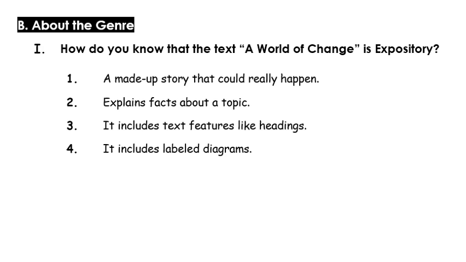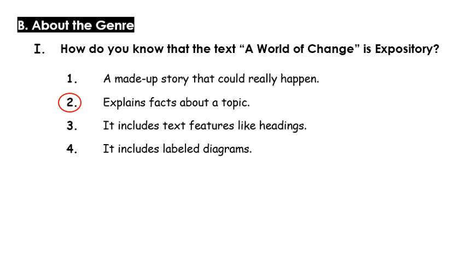Okay, let's go back to number 1, a made-up story that could really happen. Whenever we say expository text, it's not a story. So even if it's a made-up story or a fiction story, it's not expository, okay? So number 1 is wrong. We cannot circle it. Number 2, explains facts about a topic. Whenever we say expository, we mean there are facts and explanation. Okay, so number 2 is correct.